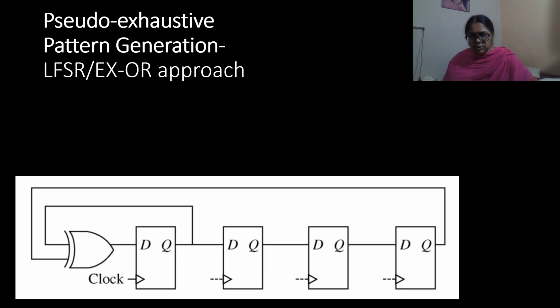LFSR with XOR approach. This is a variation of the previous circuit, that is the LFSR SR approach. It uses a network of XOR gates instead of the shift register. The LFSR XOR approach produces test patterns that are very close to the previous approach. So here we have an XOR gate. The input to the XOR gate will be the output of any of the D flip-flops, and the output of the XOR gate is given as input to the first D flip-flop of the LFSR.